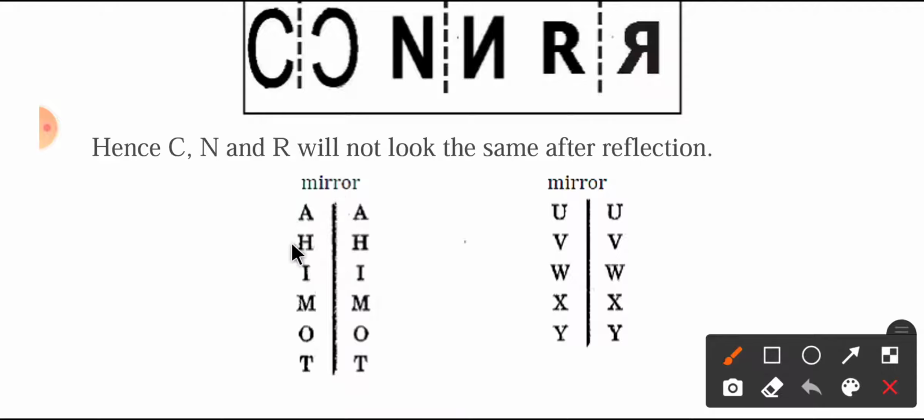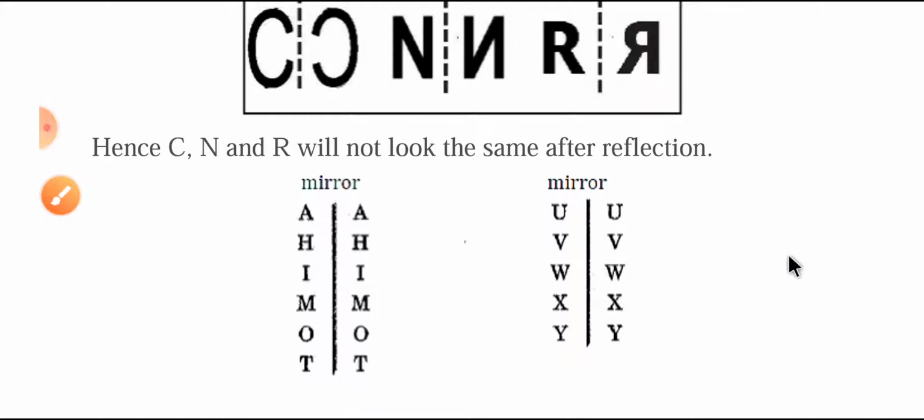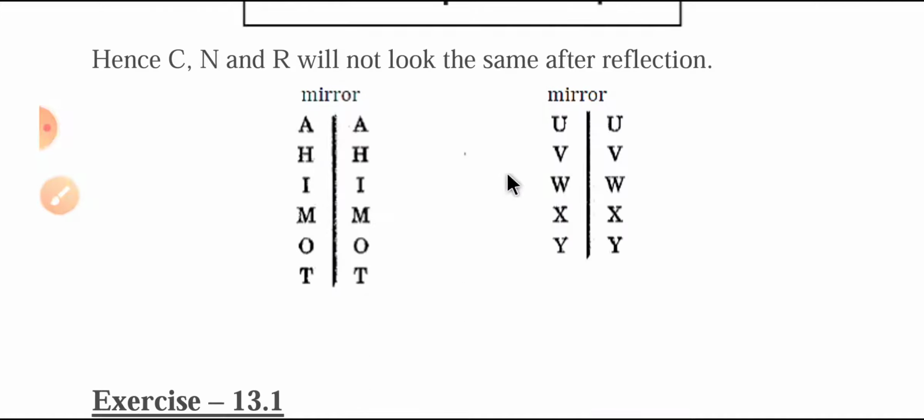Here are some examples: A, H, I, M, O, T. They look the same in the mirror, meaning there is no opposite. And U, V, W, X, Y are the same as the object too. But C, N and R are alphabets which do not look the same as the object, because they become opposite.